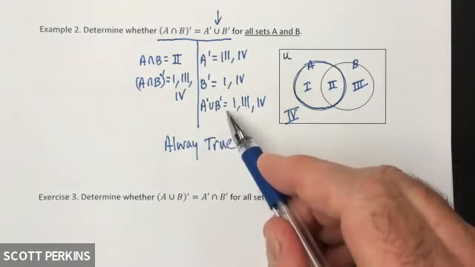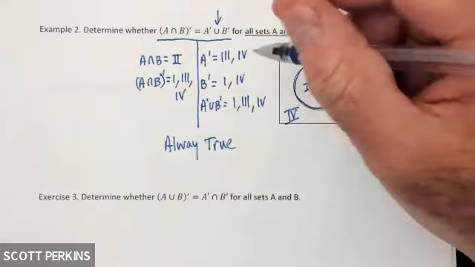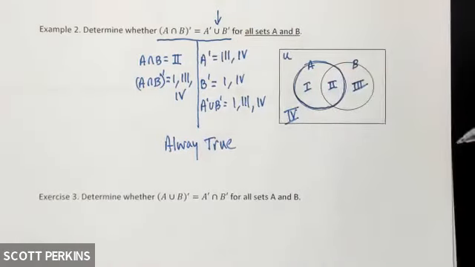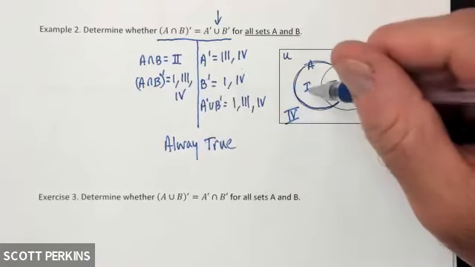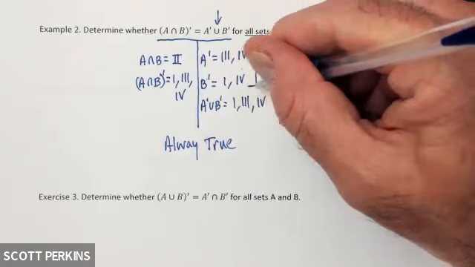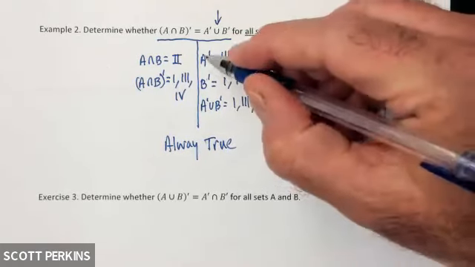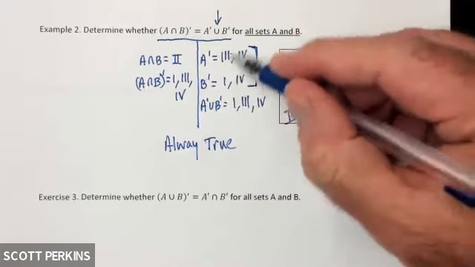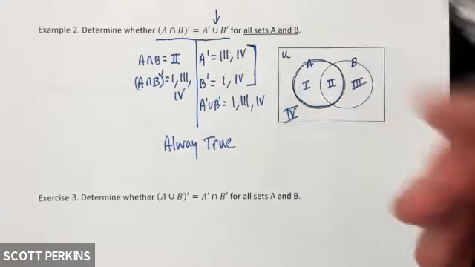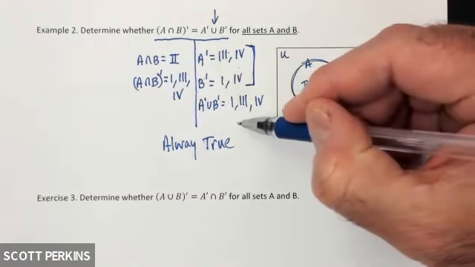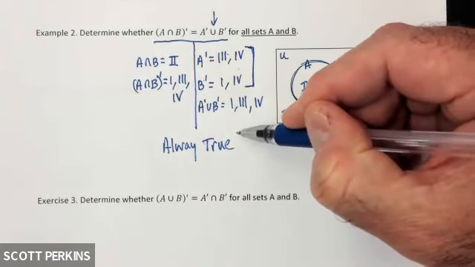Any elements that are in A complement are going to be in 3 and 4. Any elements in B complement are 1 and 4. Now when I do the union, I'm doing the union of these two things, the results for A complement and B complement. I don't have a 2 in either of those. So when I smush everything together, there's no 2 to put into the union. That's why it's not included.